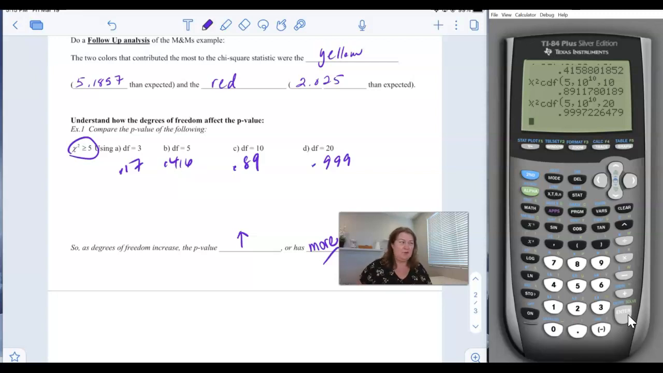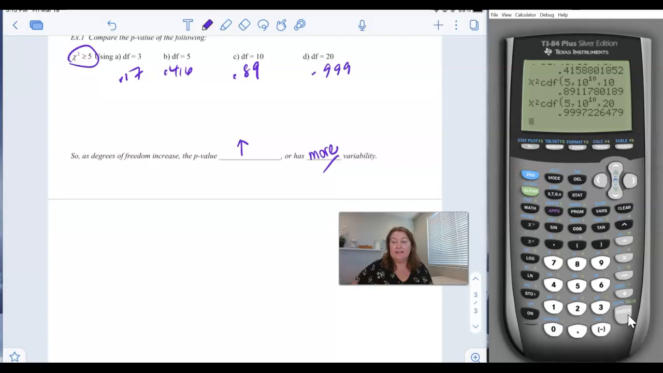Okay, and that kind of makes sense. If you have more categories, you'd have more variability. All right, a little bit long today, but hopefully that makes sense. We'll practice this some more later.